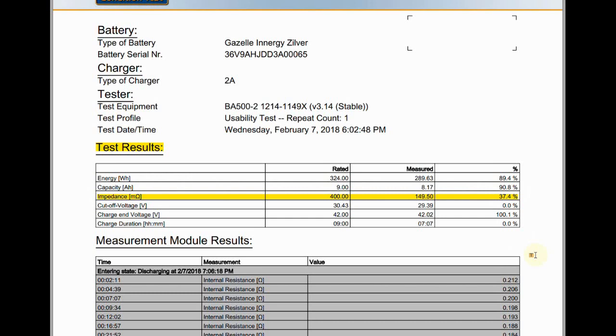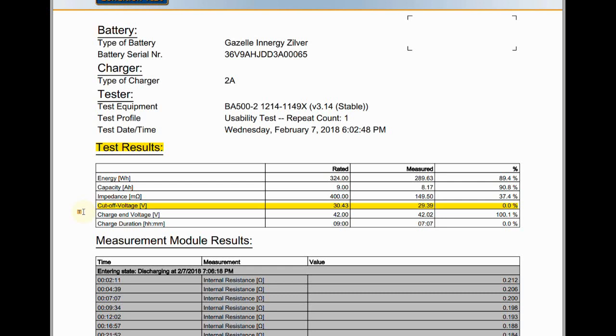The cut-off voltage is the voltage at which the battery stopped. It is expected to stop at 30.43 volt. If it stops at a much higher voltage, the full capacity would not be used. In that case, it is probably a defect in the internal battery electronics. This battery stopped at a value below 30.43, so the measurement covers the entire capacity.